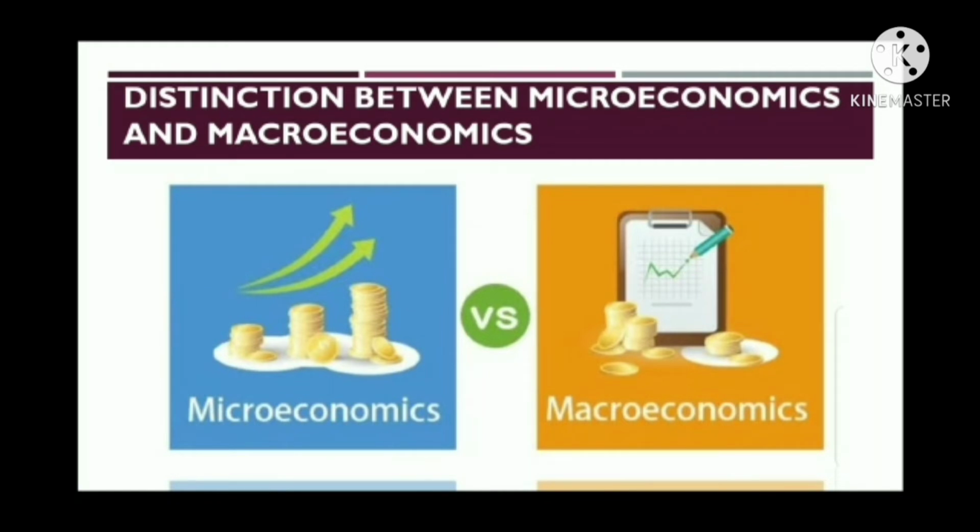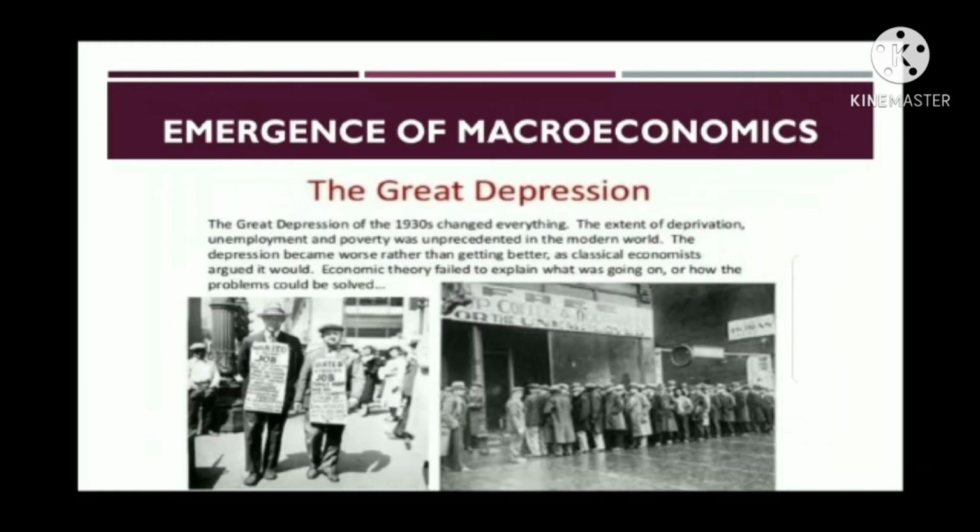Next, emergence of macroeconomics. The need for a separate branch of economics, that is macroeconomics, was felt inevitable during the period of the Great Depression of 1929. In this regard, the Great Depression can be treated as a landmark for the emergence of macroeconomics. Before the advent of the Great Depression, the subject matter of economics was limited to microeconomics. This was dominated by the classical school of economic thought.